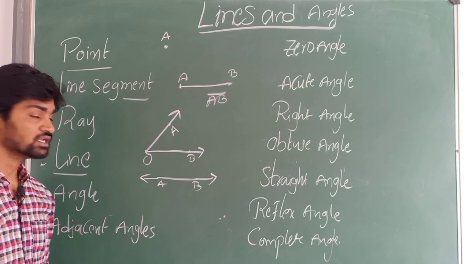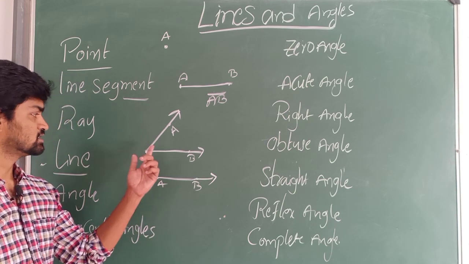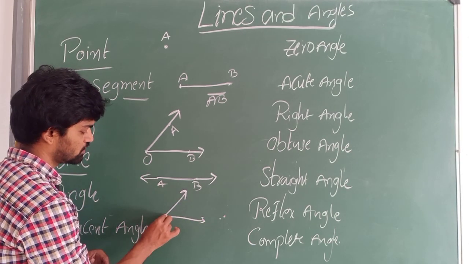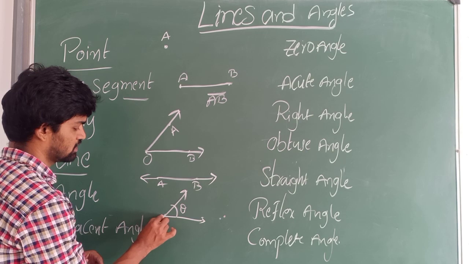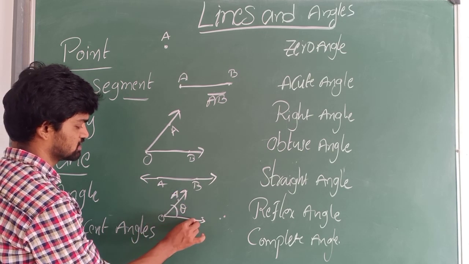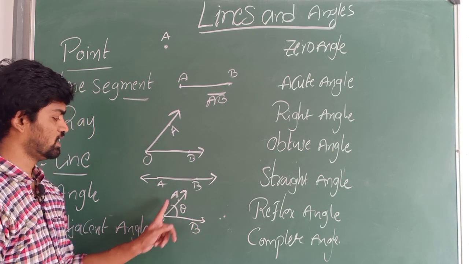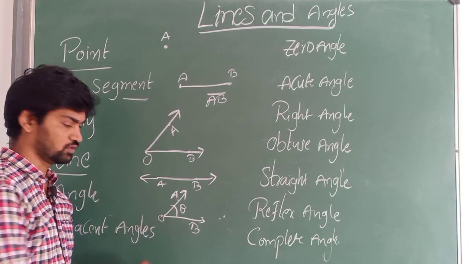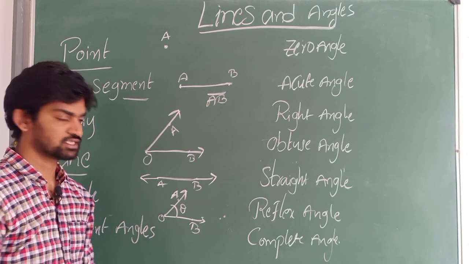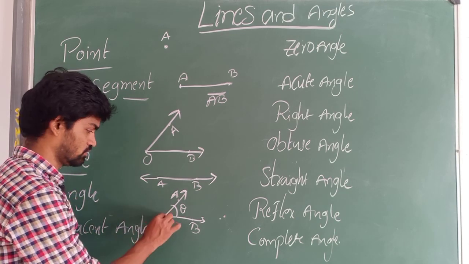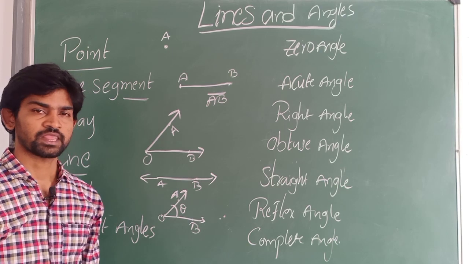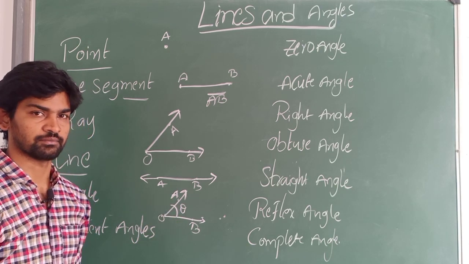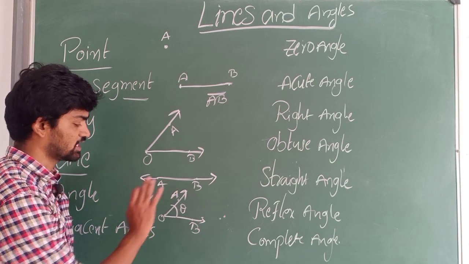Next, angle. What is an angle? See here, the union of two rays becomes an angle. This is the OA ray, this is the OB ray. See, both rays are meeting at O. This O is called the vertex. OA and OB are called the arms of the angle. OA is one arm, OB is another arm. Now this is the angle formed.